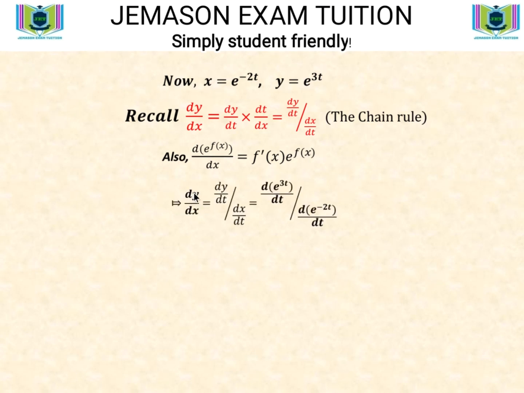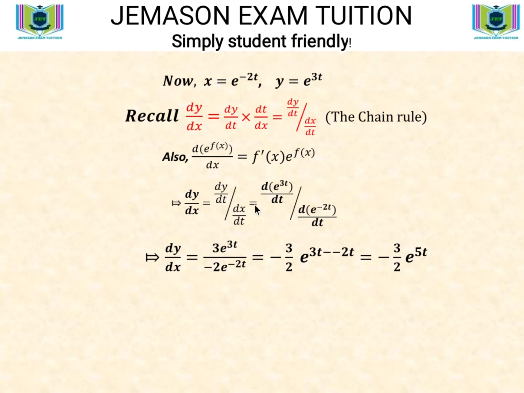The differential of y with respect to x would be equal to dy/dt divided by dx/dt. Now y is given as e to the 3t and x is given as e to the negative 2t. So dy/dt divided by dx/dt will then be d/dt of e to the 3t divided by d/dt of e to the negative 2t. And from there we proceed to do the differentials.